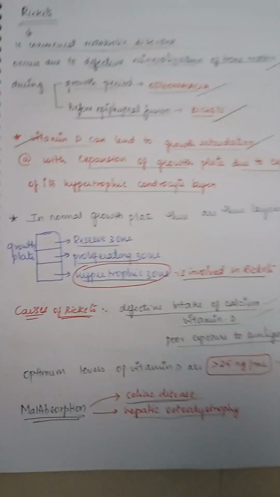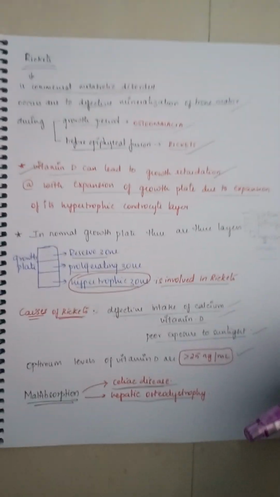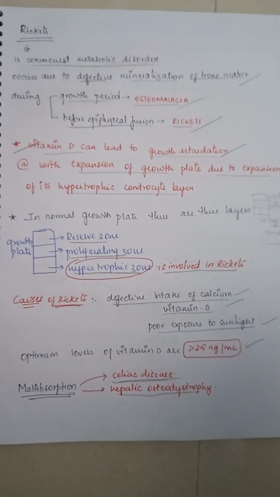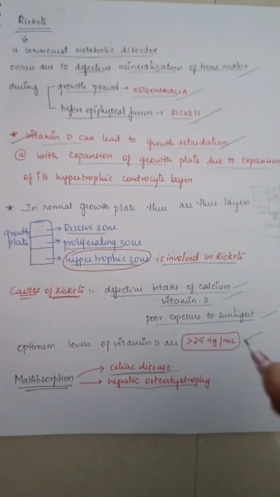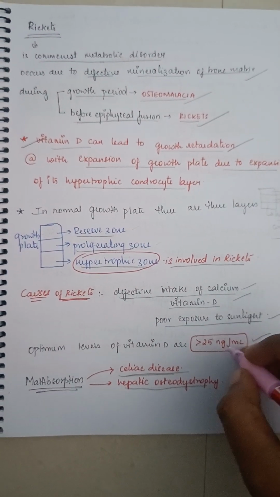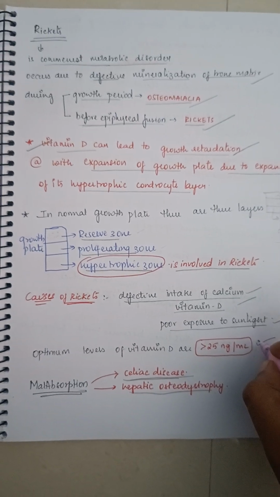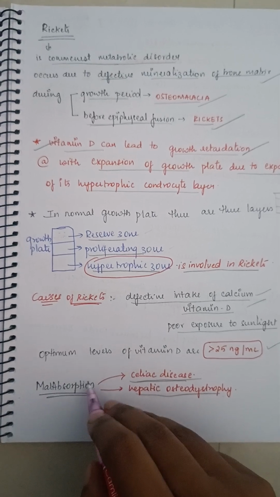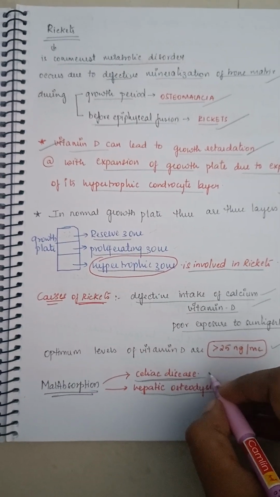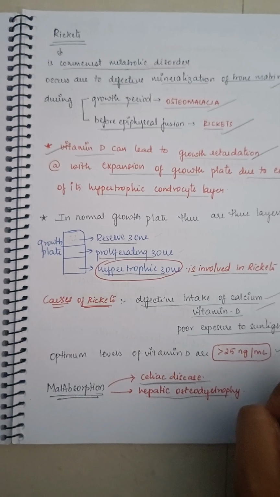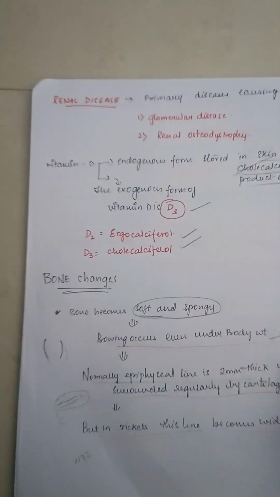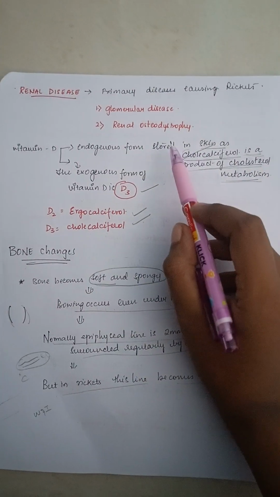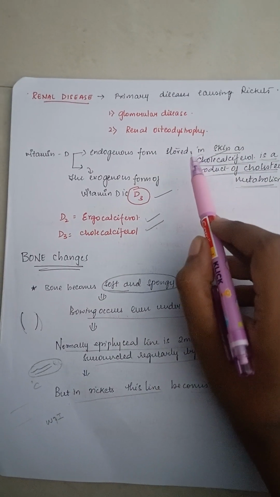Now let's learn about the causes of rickets. It occurs due to defective intake of calcium and vitamin D, and poor exposure to sunlight. Optimum levels of vitamin D are more than 25 nanograms per ml. You can see vitamin D deficiency is more commonly associated with malabsorption like celiac disease or hepatic osteodystrophy. In renal diseases, the primary diseases causing rickets are glomerular disease and renal osteodystrophy.